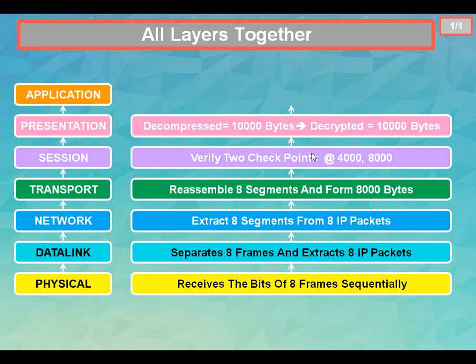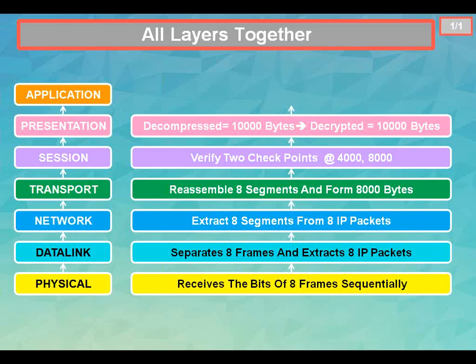What does presentation do? First, those 8000 bytes will be decompressed. Once the decompression is finished, how much data will be generated? 10,000. The 2000 bytes will be re-added, whatever was compressed. Then decryption will take place. The 10,000 bytes are not in normal format, they are in secret format.